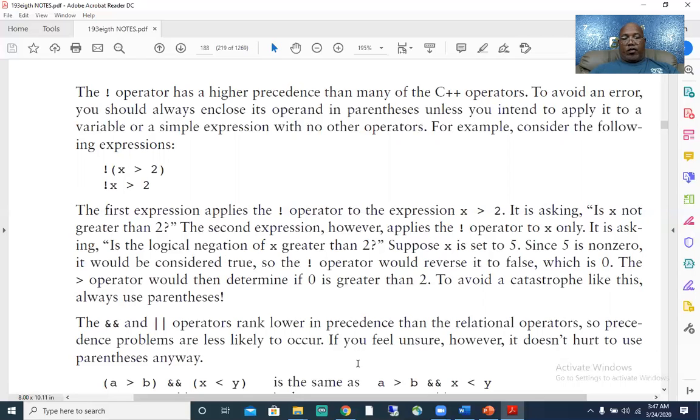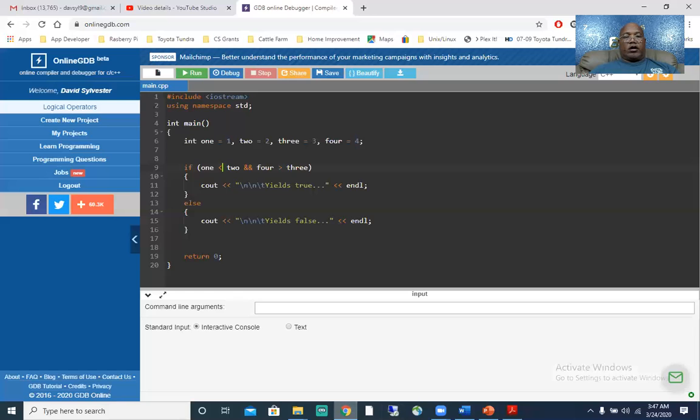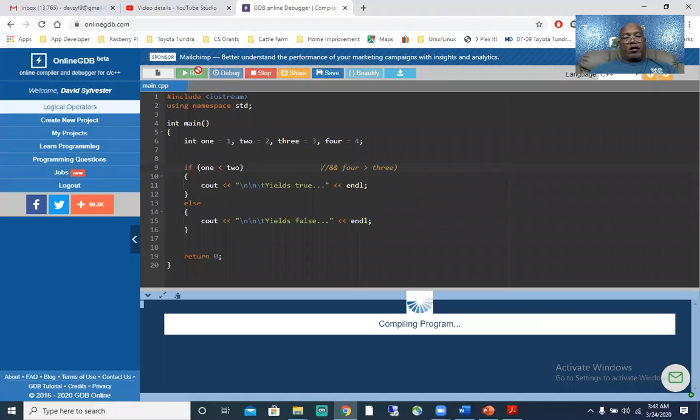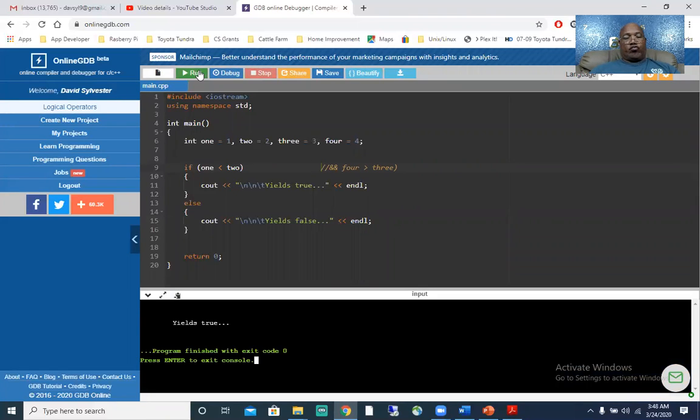Let's look at it in a program, and then we'll continue on. So let's go to online GDB. Here we are in online GDB, and what I will do here is comment this off and say 1 less than 2. So this is commented, so this is not part of the program. Looking at this expression, 1 less than 2 would be true, it yields true. So if we run this program, it should yield true.